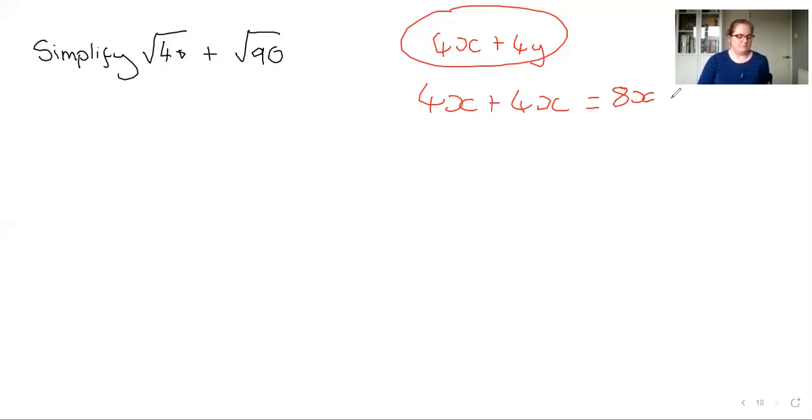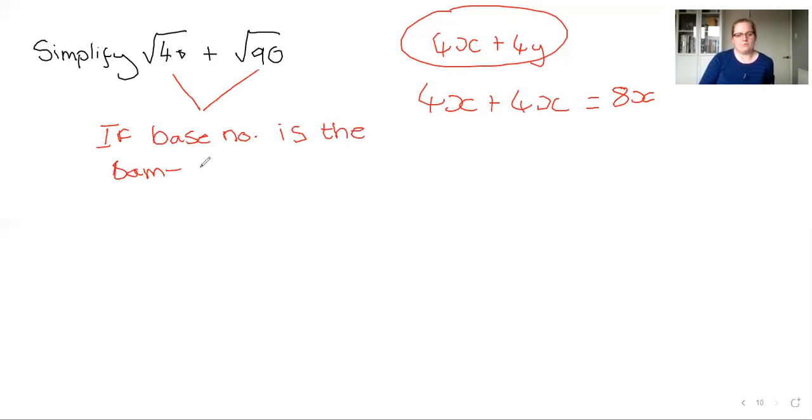So the same concept holds for surds. Our base number has to be the same for us to add them together. If the base number is the same, you can add together. Obviously, we don't have that here, so we're going to need to do something else. We're going to have to get a base number that is the same. So actually, we're going to start simplifying them again, like we were doing before.